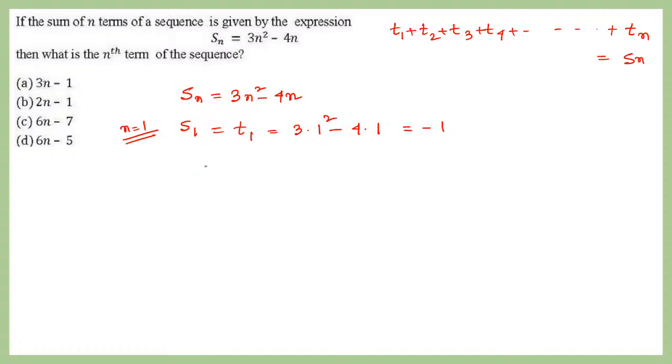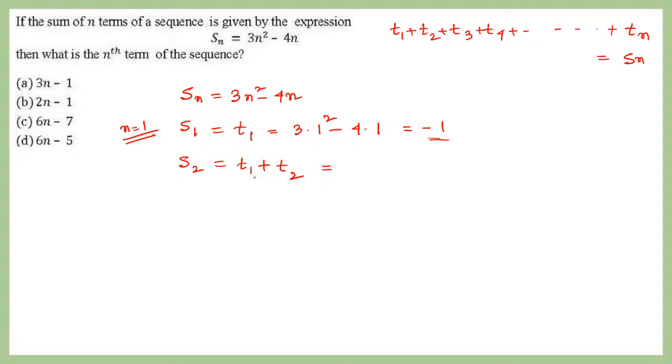Similarly, what is T2? Do we know T2 or not? First, let us write S2. Now what is S2? S2 is equal to T1 plus T2, that is, S2 is the sum of the first two terms of the sequence. We have T1 equal to minus 1.